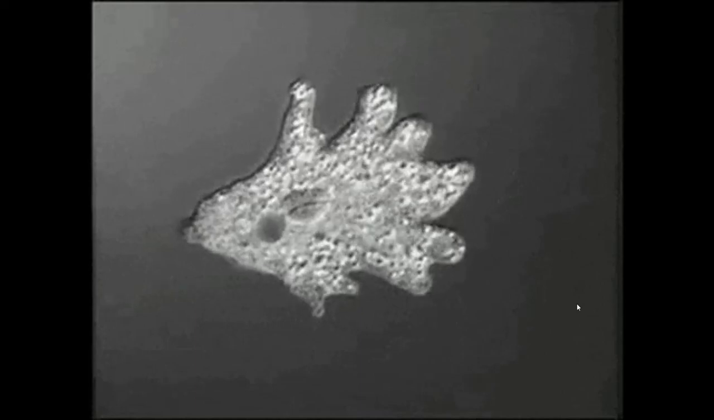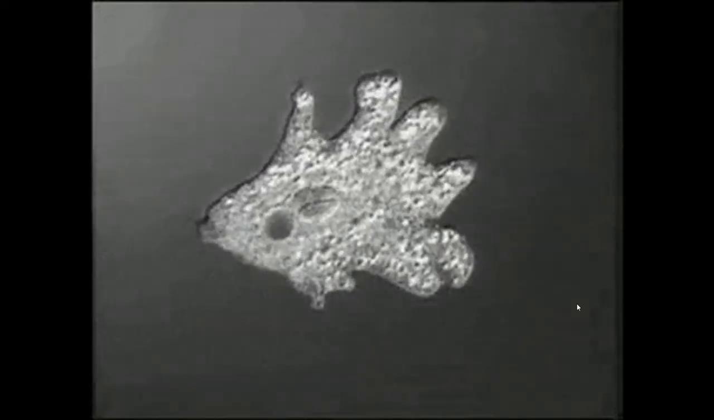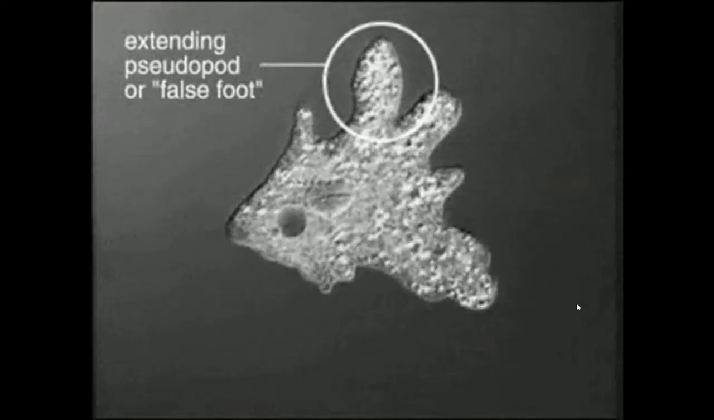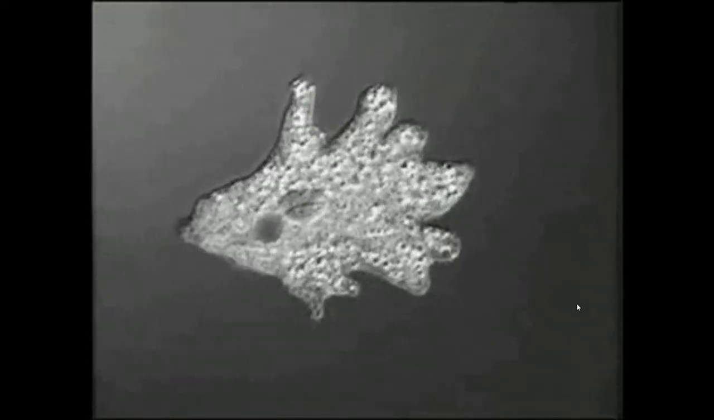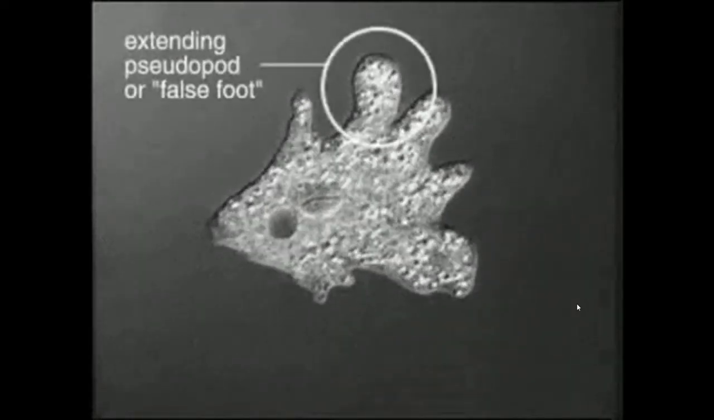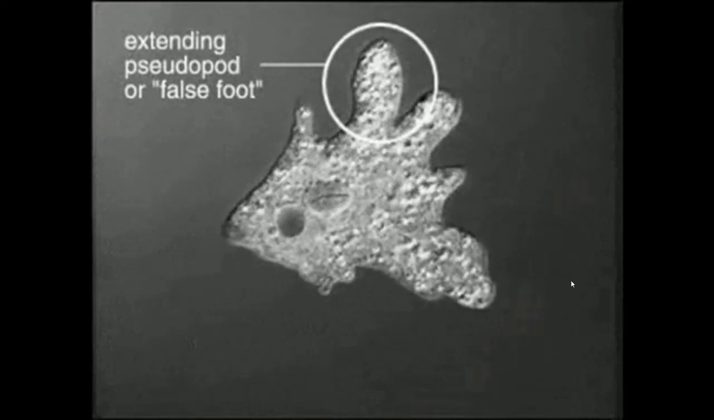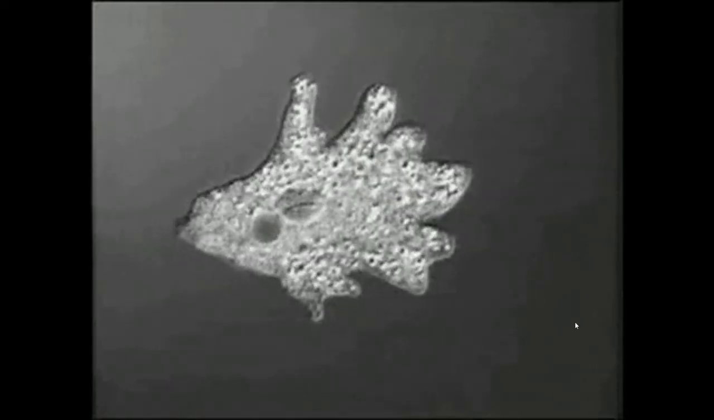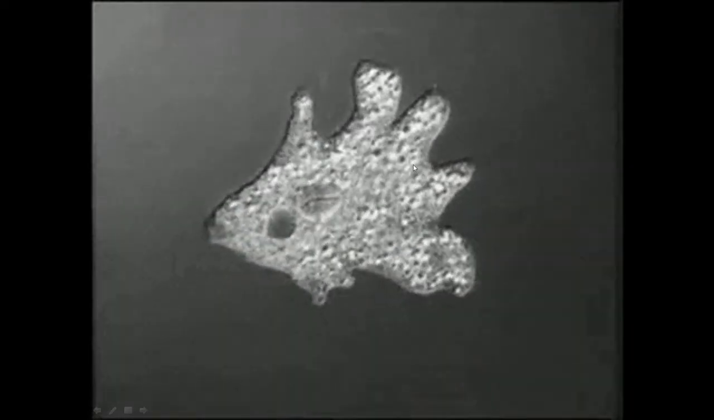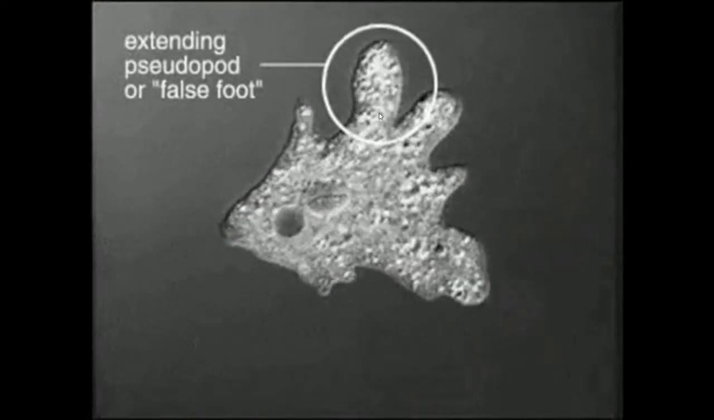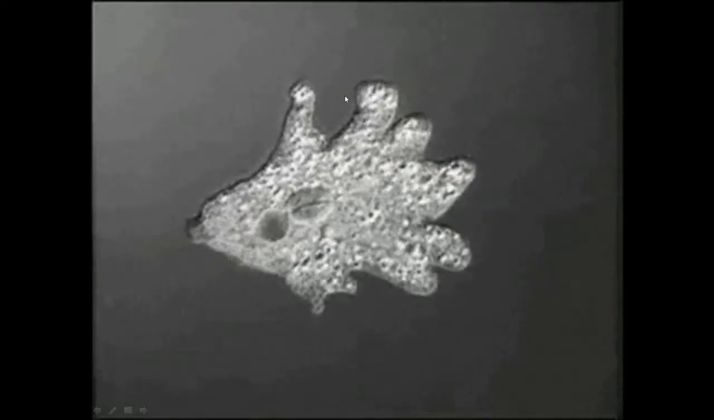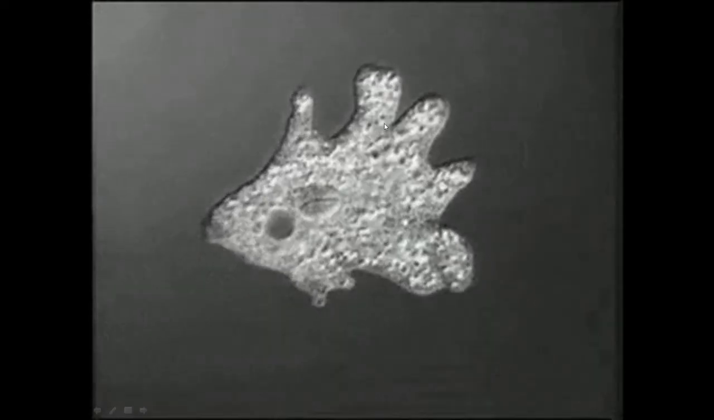Here you can see that amoeba has no definite shape. Unlike other organisms, it keeps on changing its shape. See here how it is changing the shape. Observe the projections. You can see the projections here. Observe these projections of varying length protruding out of its body. See how it is producing these projections. These projections are called pseudopodia.